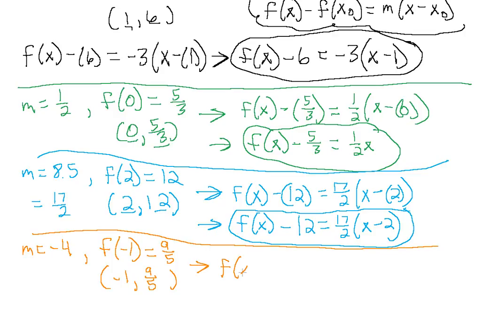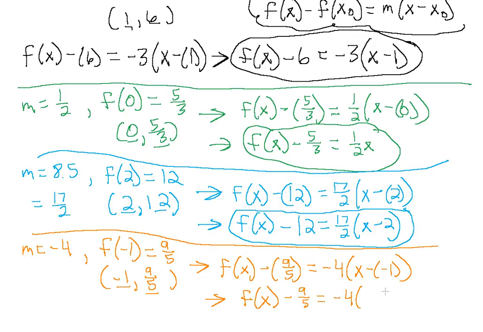We have f of x minus f of x naught, which is 9 over 5, equals our slope, minus 4, times x minus x naught, which is just minus 1. And we'll finish it up by writing f of x, drop the parentheses here, minus 9 over 5 equals minus 4 times x. We can cancel these two negatives, so we have x plus 1. And that's all there is to it.